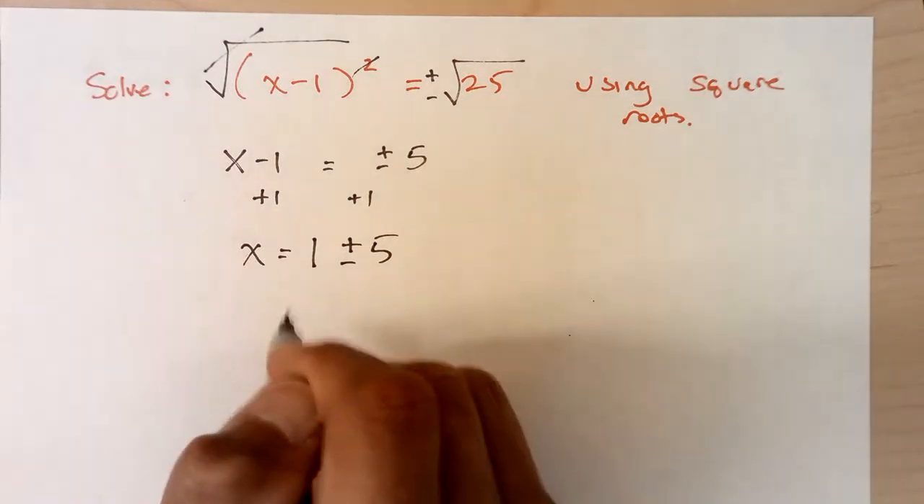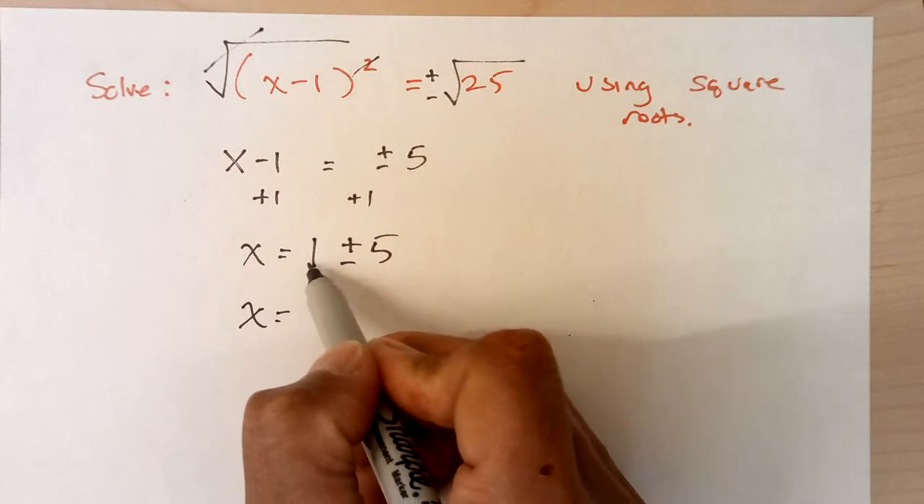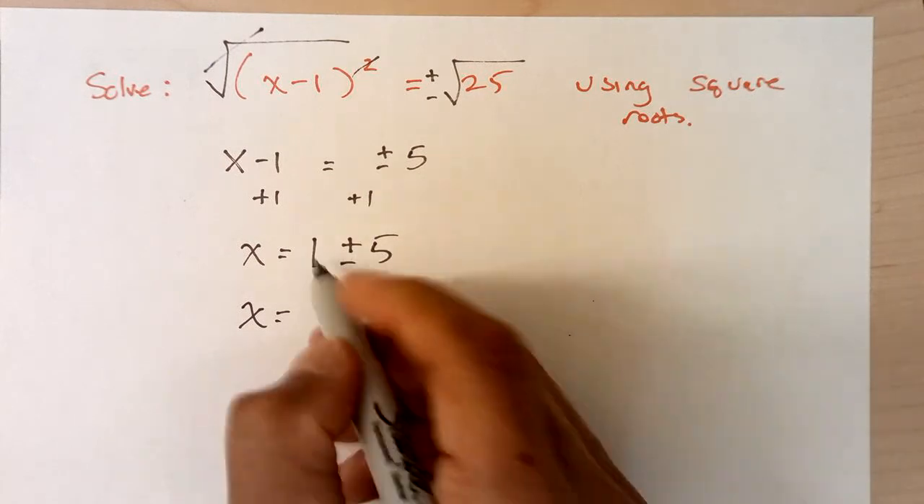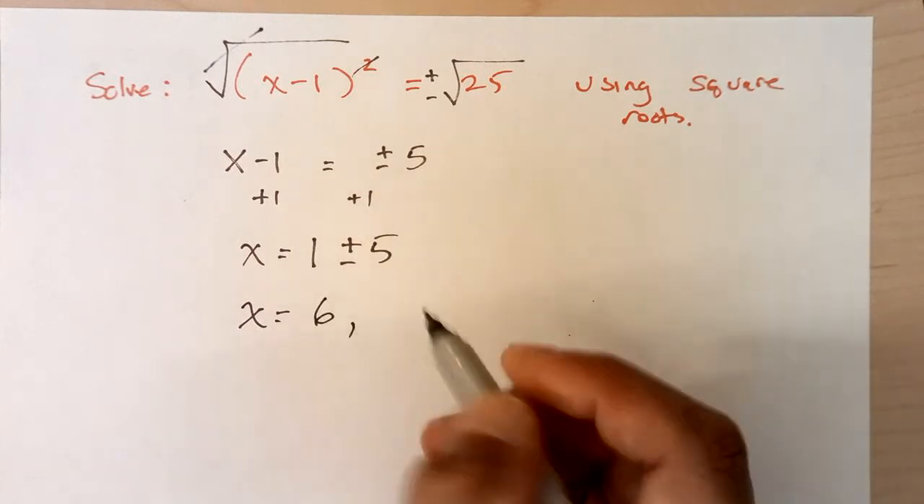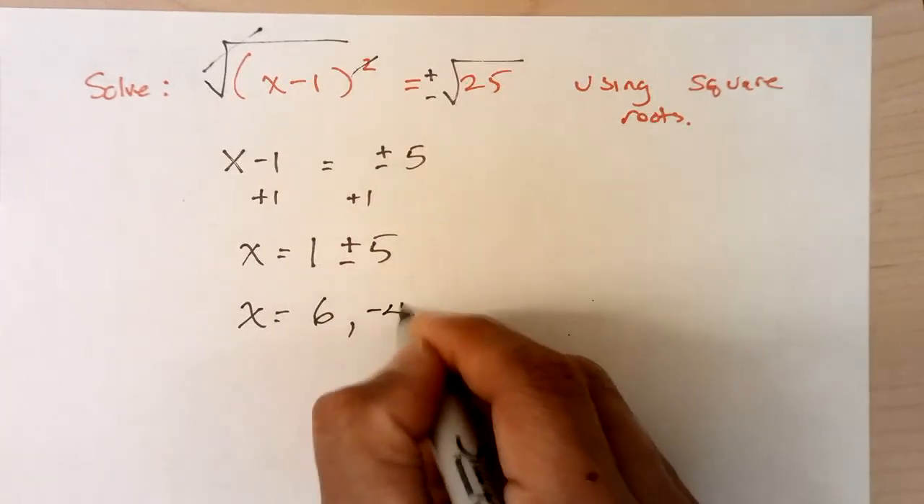Don't just leave it like that. You do the math from here. There should be two solutions. One of them is 1 plus 5. So 1 plus 5 is 6. And then the other solution comes from 1 minus 5. 1 minus 5 is negative 4.